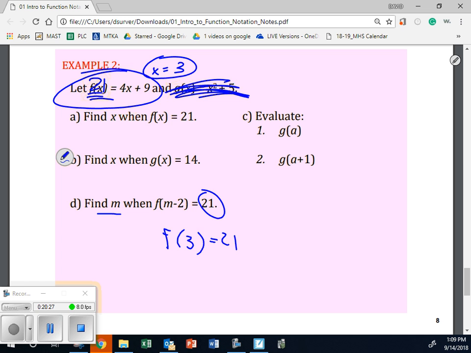If you write them right above each other like this, some of you are going to understand this. When I stuck in 3, I got 21, right? Then these two have to be equal. Since those are equal, these have to be equal, and I already know somebody knows m. M must be 5. Think about it. 5 minus 2 is the same as 3. M must be 5.